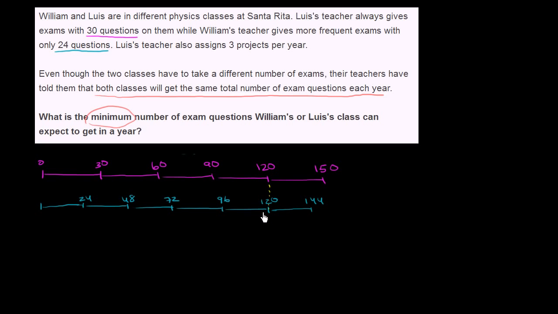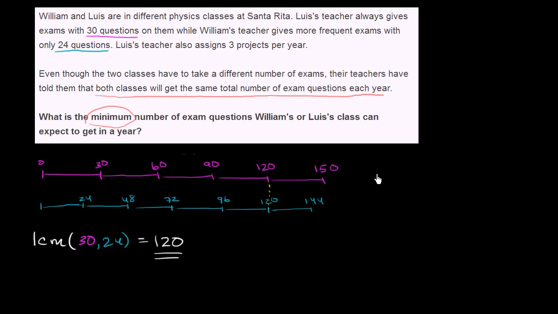Now, thinking of it in terms of the least common multiple notation we've seen before, this is really asking us, what is the least common multiple of 30 and 24? And that least common multiple is equal to 120.